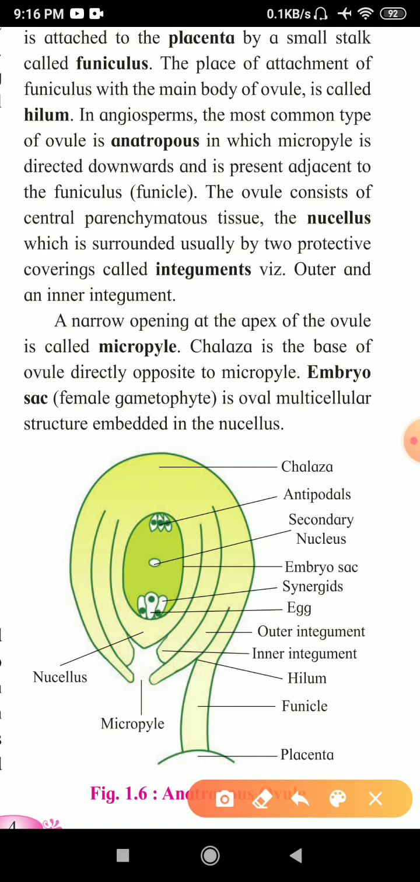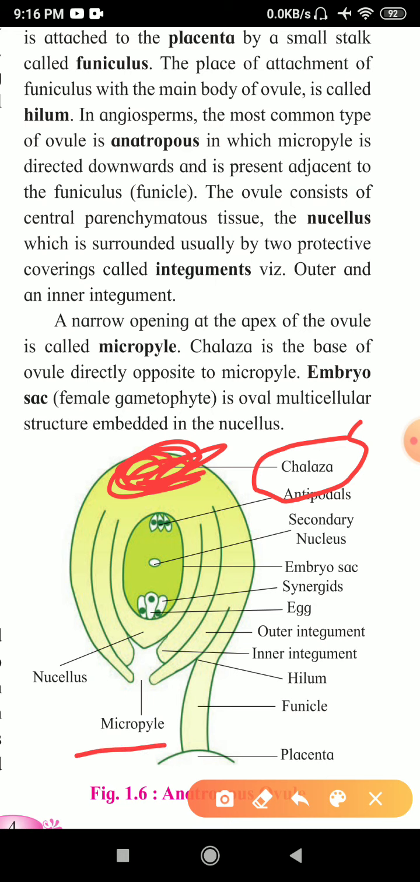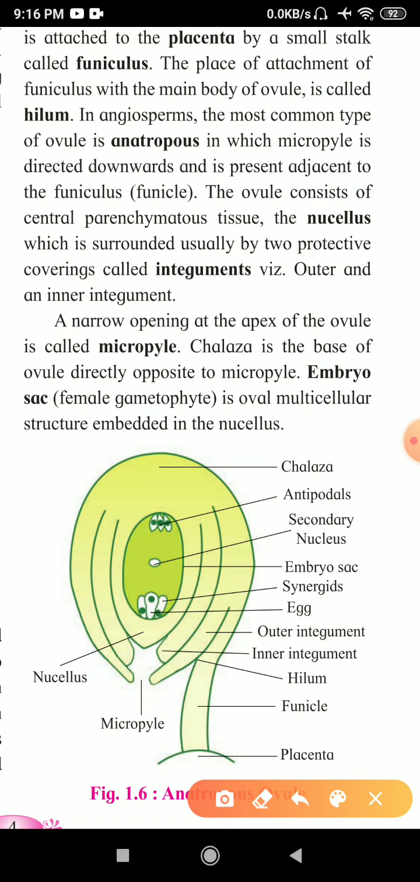The upper portion of the body is called the chalazal portion, or the chalaza. This is the hard lump-like structure, hard tissue-like structure, called the chalaza. And just opposite to the chalaza, a small opening is there. This opening is called the micropyle. The micropyle is that opening from where the pollen tube enters for fertilization.